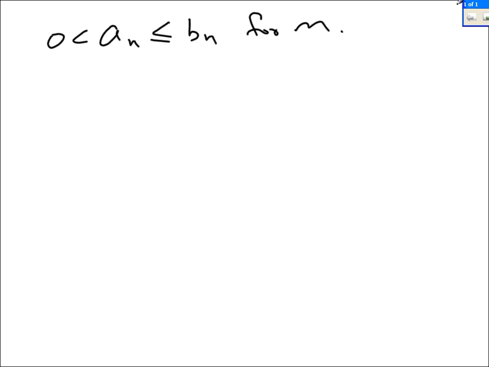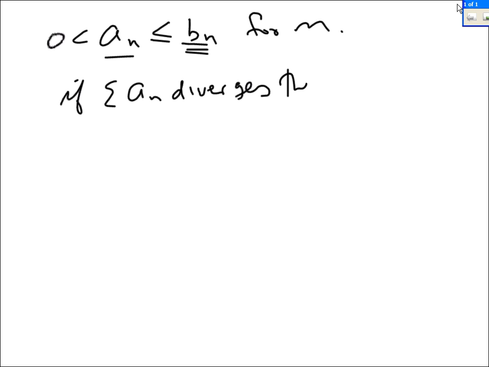But everything is positive. Well, if the summation of A sub n diverges, and the B sub n's are bigger than the A sub n's, remember, if A sub n is smaller than B sub n, then B sub n is bigger than or equal to A sub n. If the summation of A sub n goes to infinity, then the summation of B sub n also diverges.